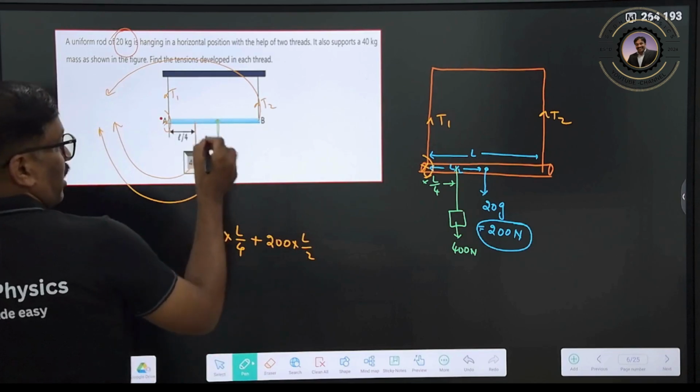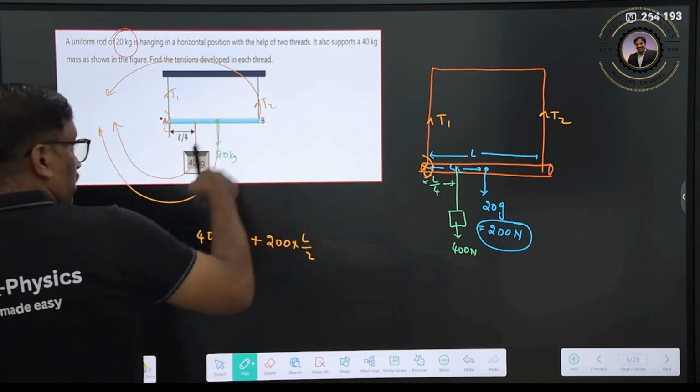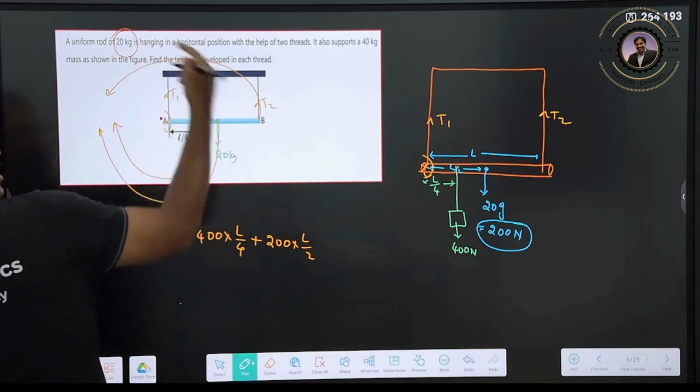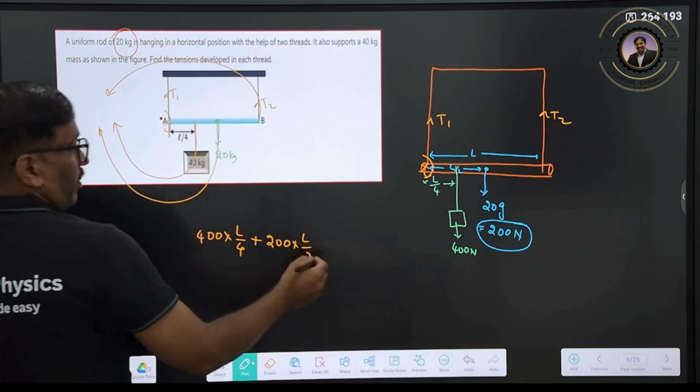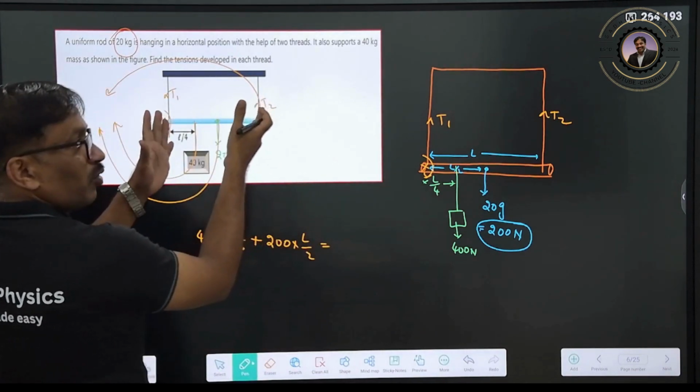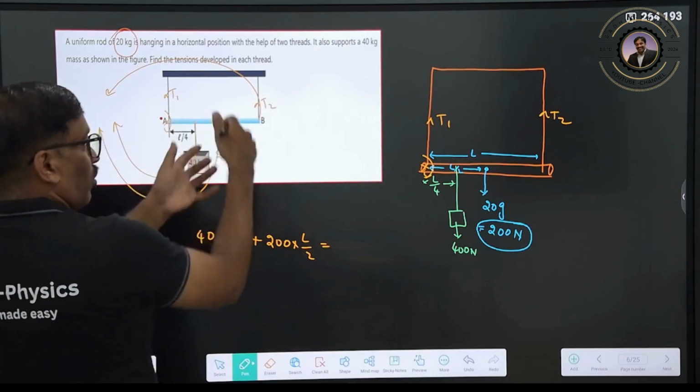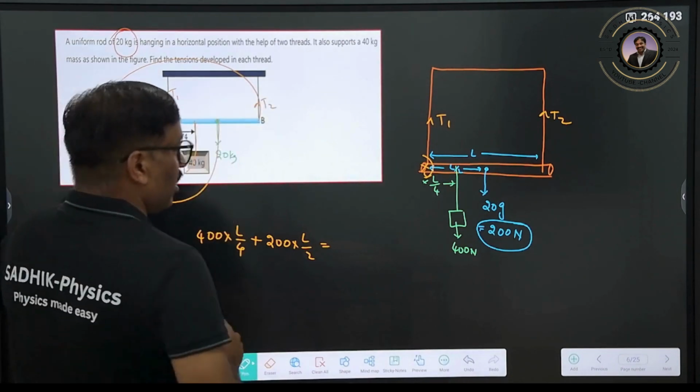Because this is at the center, no? And this is your two torques are there, this is your anti-clockwise, these are the clockwise torques now. So in equilibrium, it is not rotating anywhere, no? Therefore in equilibrium, total clockwise and anti-clockwise torques will be equal now.